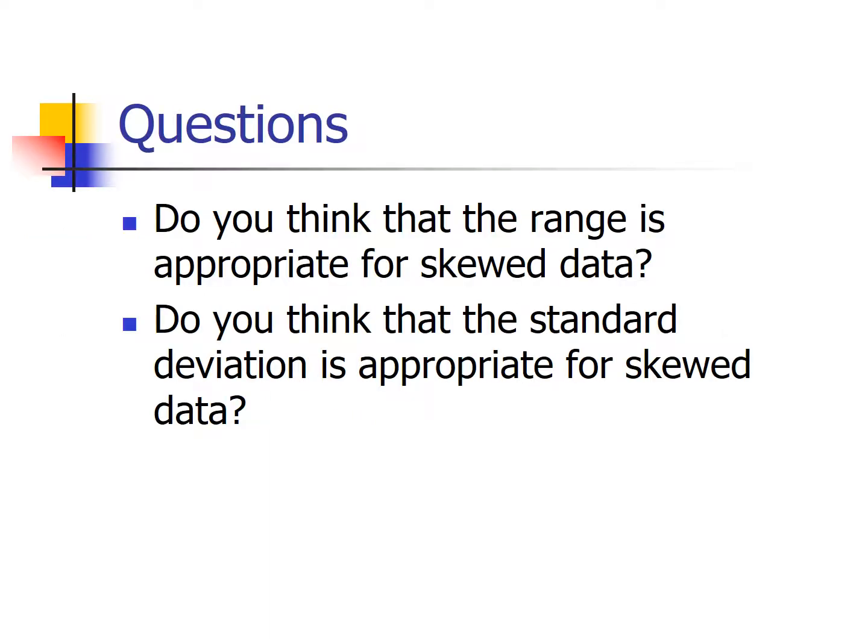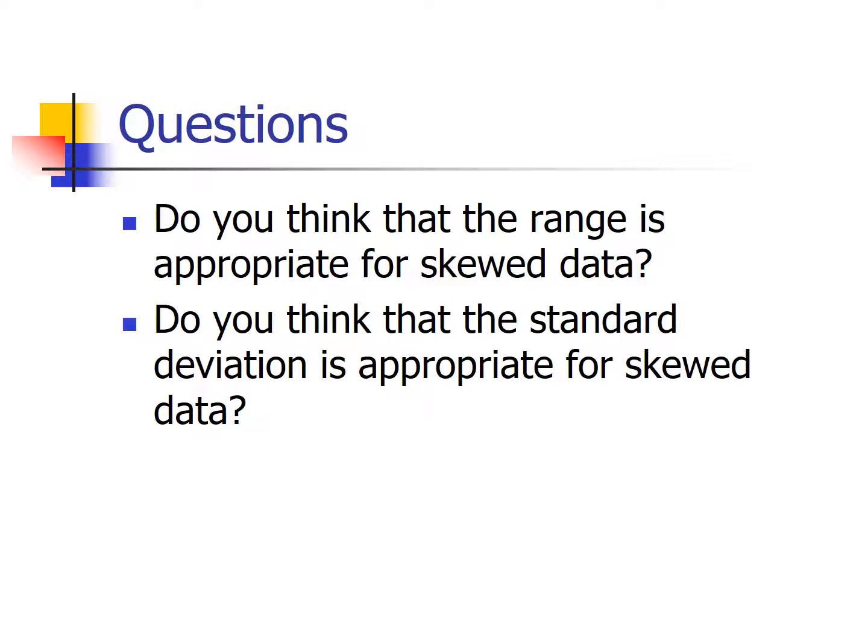Here are the questions that I wanted us to think about. The first question is this. So we recently talked about these two measurements of variation. We talked about the range. We talked about the standard deviation. Before that, we talked about the mean and the median. What was the distinction between the mean and the median? Remember, the median was this resistant measurement. The mean was not resistant.